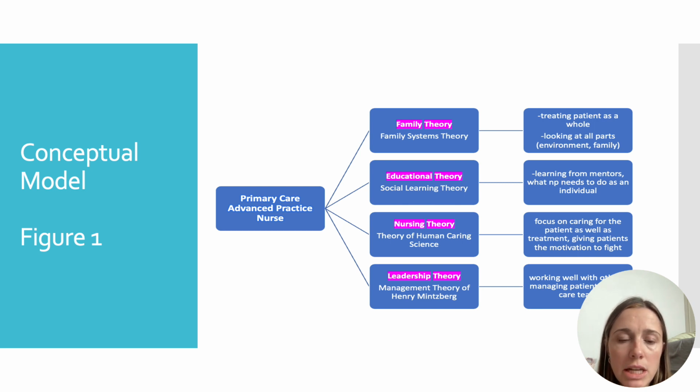The next one is the nursing theory. So the theory of human caring science, which was my favorite, focus on caring for the patient as well as treatment. So not just the medical part of it, but the caring part of it, and then giving patients the motivation to fight. And then last but not least, the leadership theory. And so this is the management theory of Henry Mintzberg, and basically how well we work with others that we are working with if we're in a management position, and then managing the patient's care needs as well.